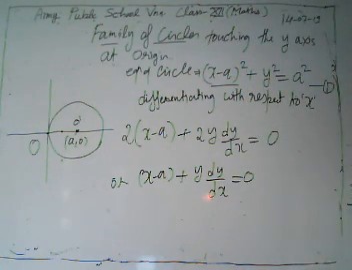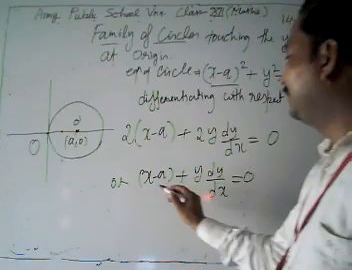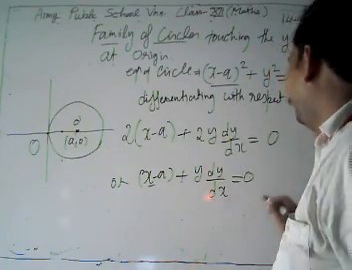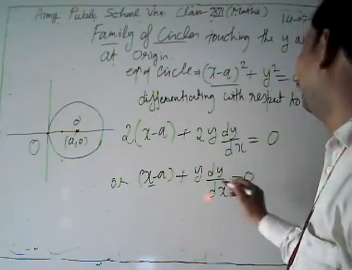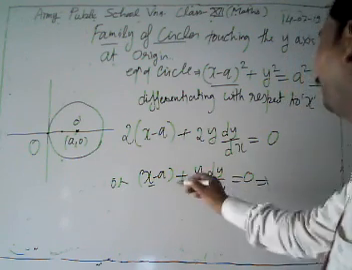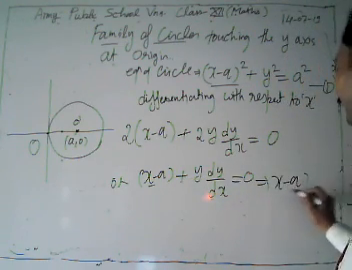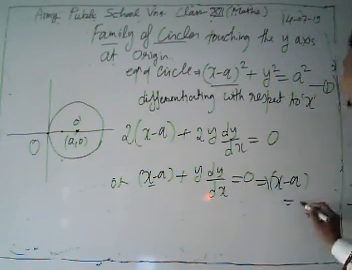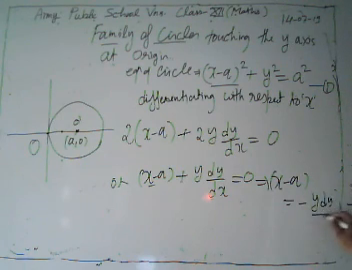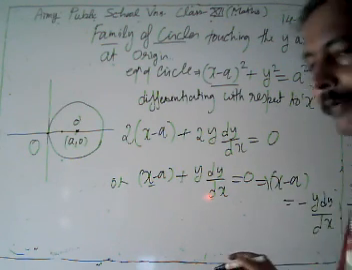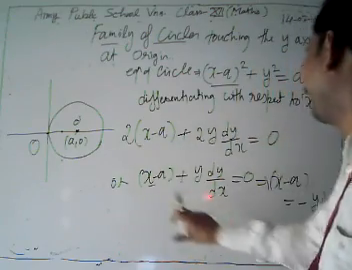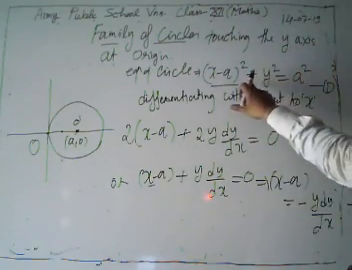Now we have to eliminate this a. This is our equation number 1. From here we get the value of x minus a, which is equal to minus y dy/dx. Now we are going to substitute the value of this x minus a in equation 1.